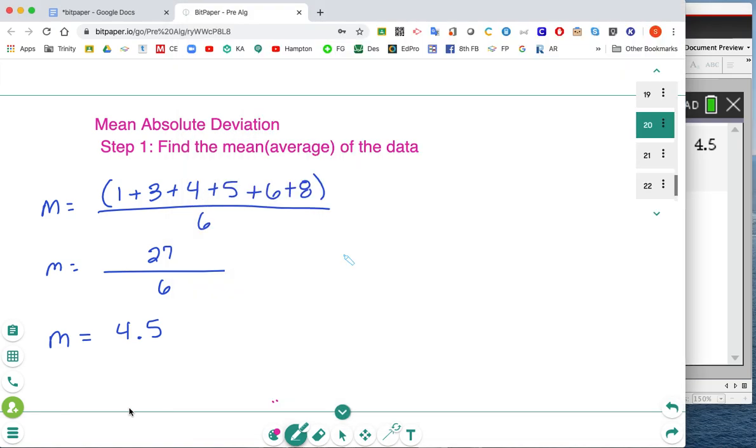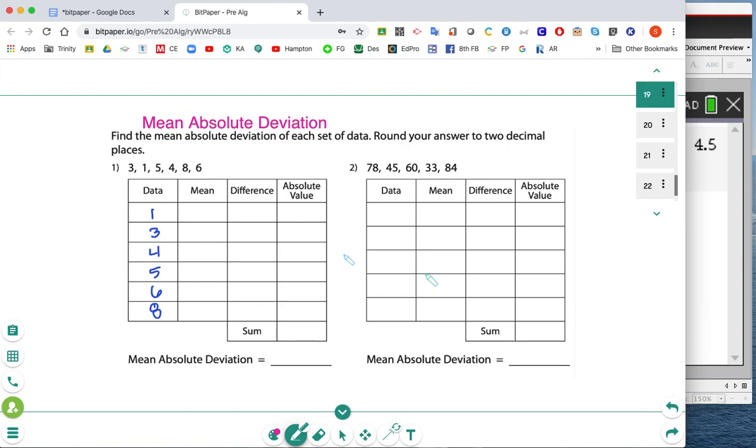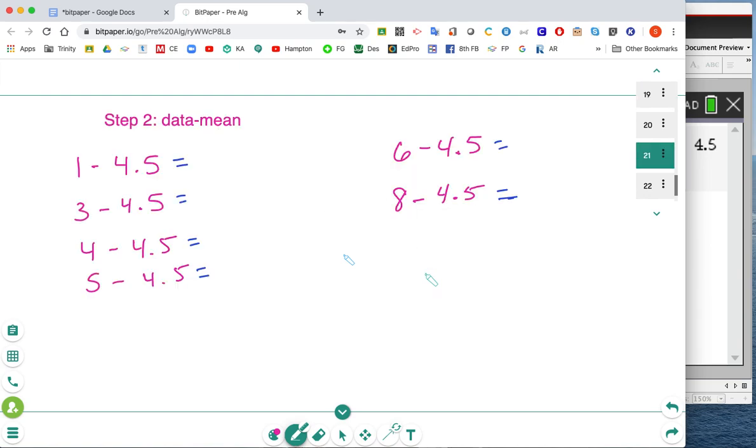So what is 4.5? 4.5 is our mean. That's the number that would be in the center of this data if we put it from least to greatest. So we're going to go back up to our chart, and now we know what our mean is, so we're going to fill it in. Our mean is 4.5, 4.5, 4.5, 4.5, 4.5, 4.5.